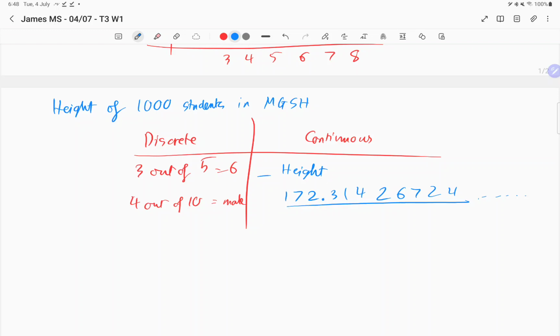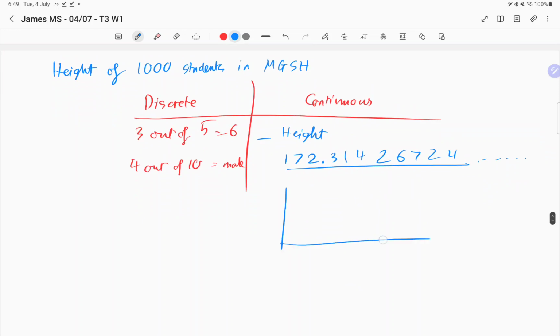And what do you think the chance is of someone having the exact same height? By exact, I mean if your height is 172.00 forever. What's the chance of someone else having the exact height 172? Probably pretty low. Close to 0. So that's what happens on the continuous scale.